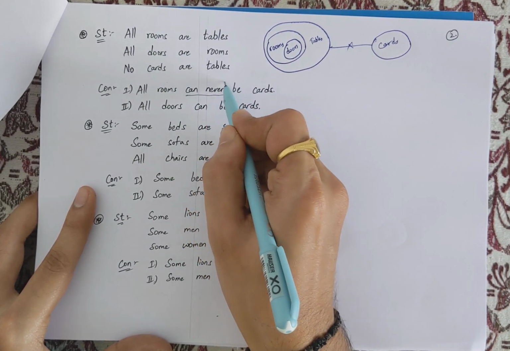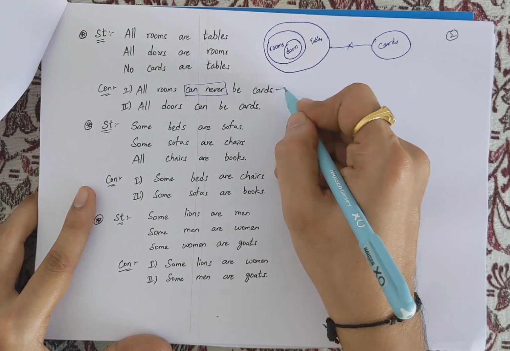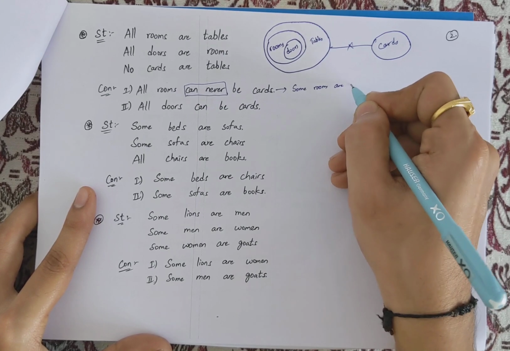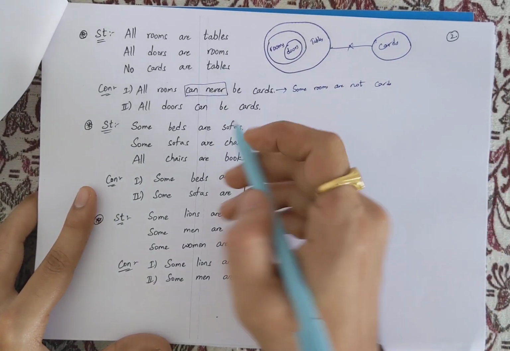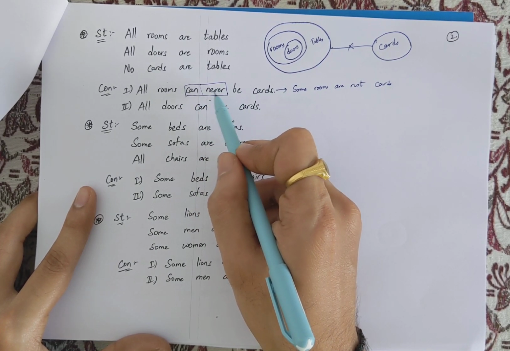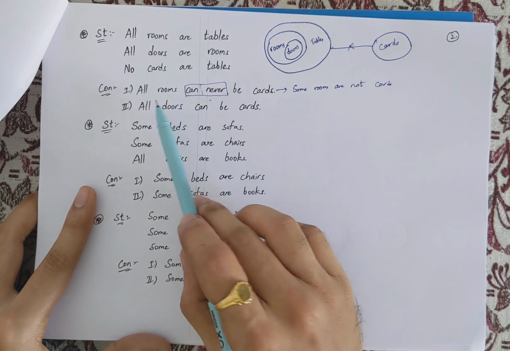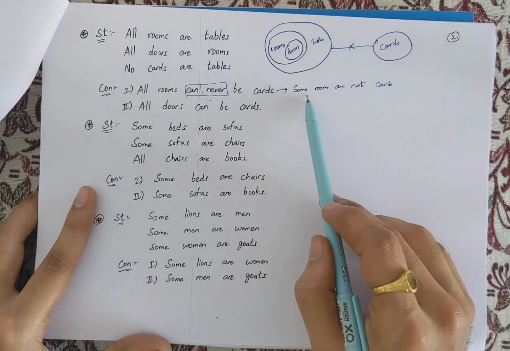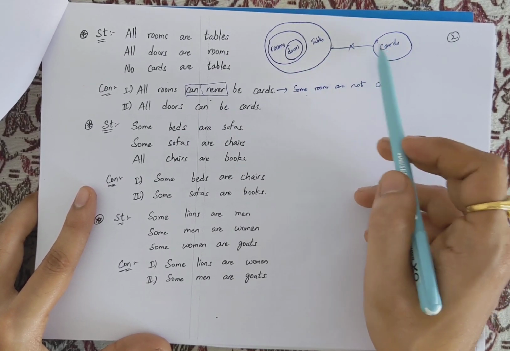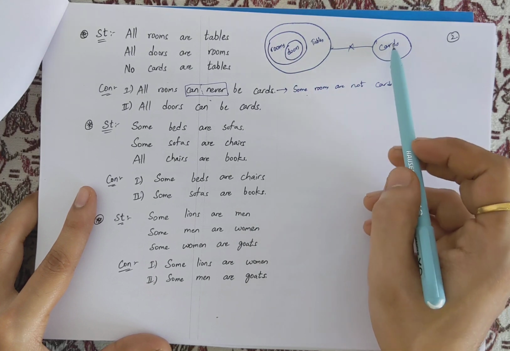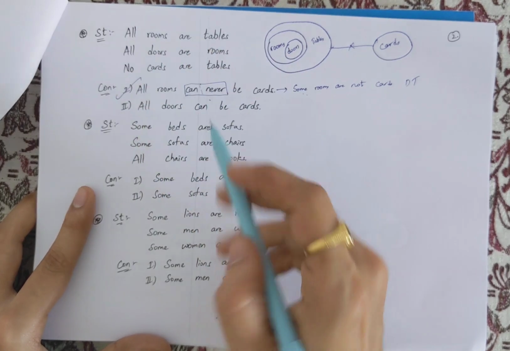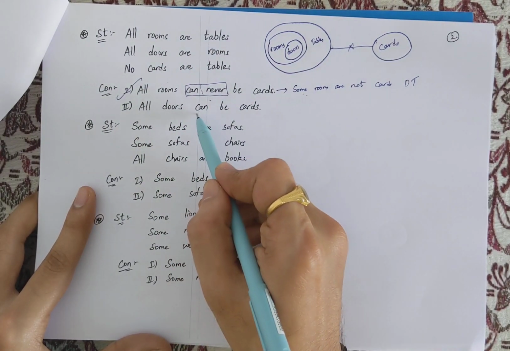Yesterday in the previous video we discussed that this conclusion is nothing but some rooms are not cards. It is "can never", a definite thing, not just "can". So we should not confuse this as a possibility. We also discussed that all rooms are not cards is the same as some rooms are not cards. Rooms is here, cards is here, there is no relation between them. If no rooms can be cards, then definitely some rooms are not cards. This is true.